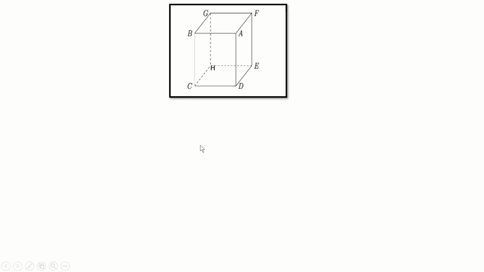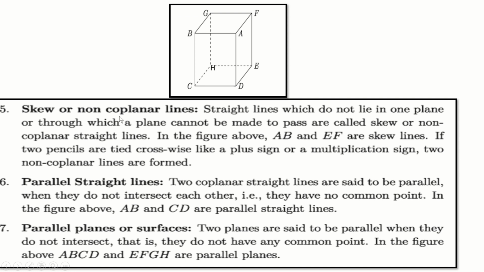Follow the figure again. Skew or non-coplanar lines. Straight lines which don't lie in one plane, or through which a plane cannot be made to pass, are called skew or non-coplanar straight lines. In the figure above, AB and EF are skew lines. If two pencils are tied crosswise like a plus sign or a multiplication sign, two non-coplanar lines are formed.